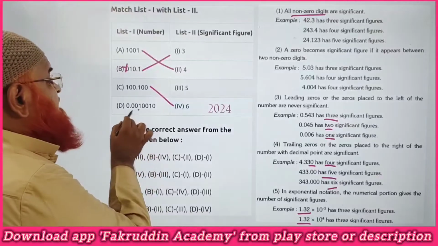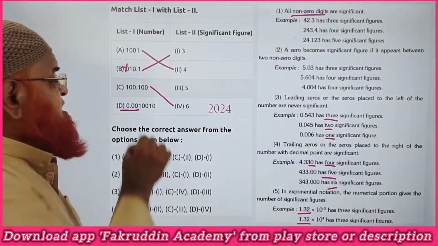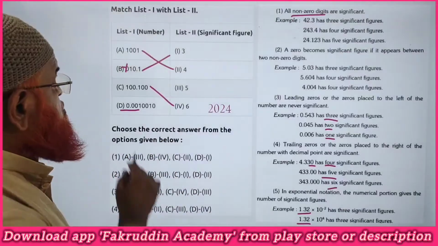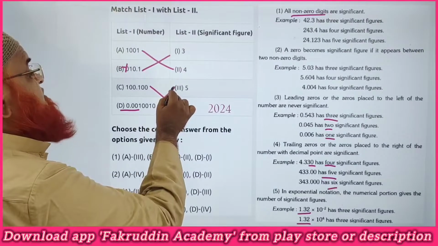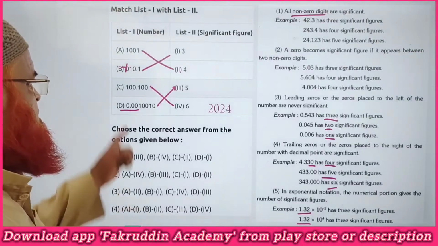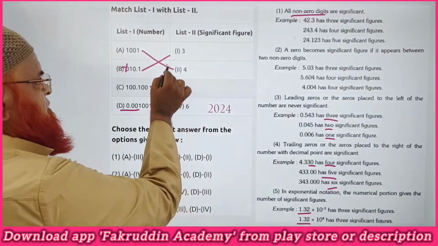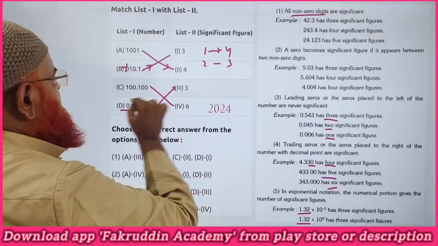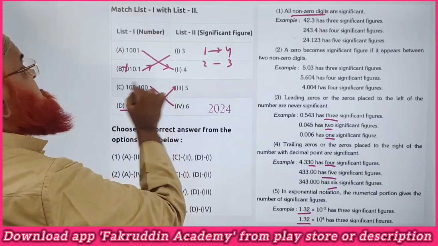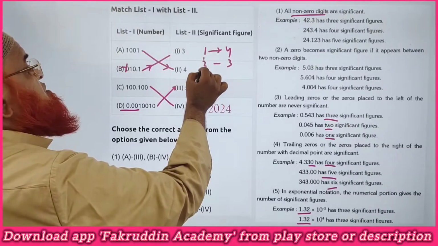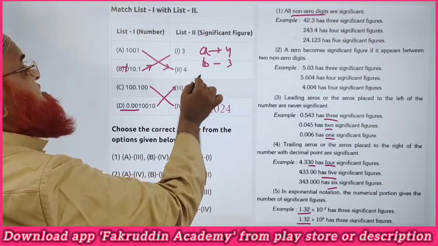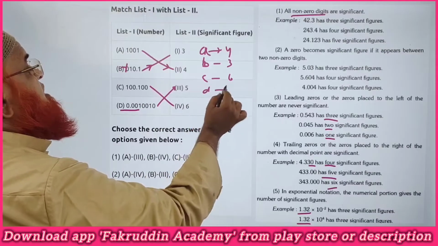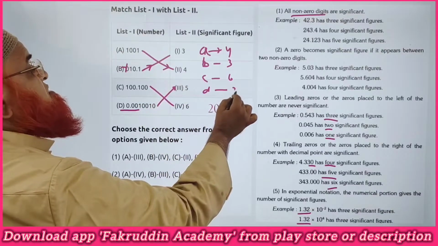Zeros left of non-zeros are not significant, whereas zeros in between non-zeros are significant again. So two rules are combined together. This is the option here. A is 4, B is 3, C is 6, and D is going to be the third one. That's it.